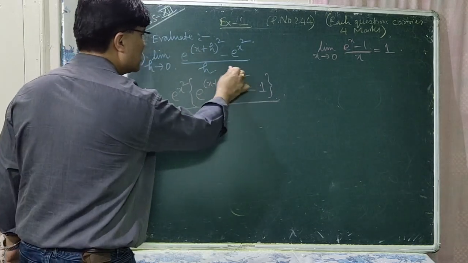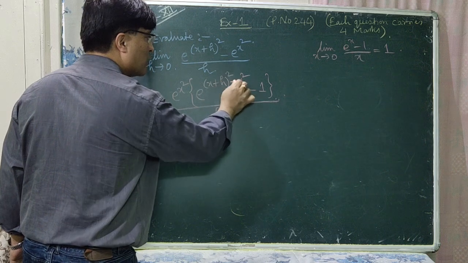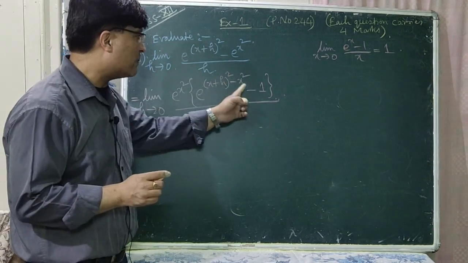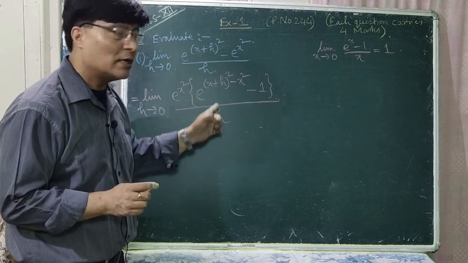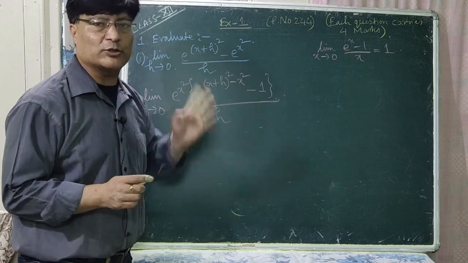So instead of x, what is here? It is (x plus h) whole square minus x square, right? So it is e to the power x minus 1 divided by x form should be there. But what is x in this case? x plus h whole square minus x square.